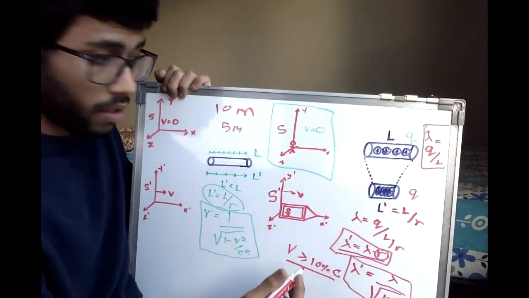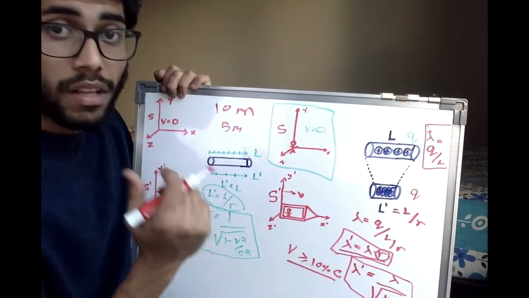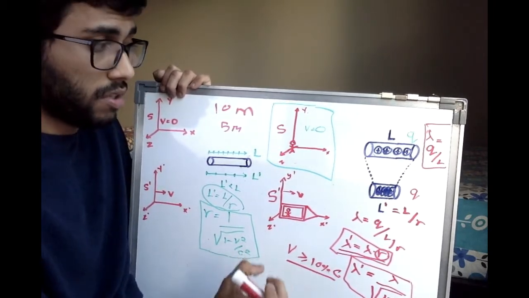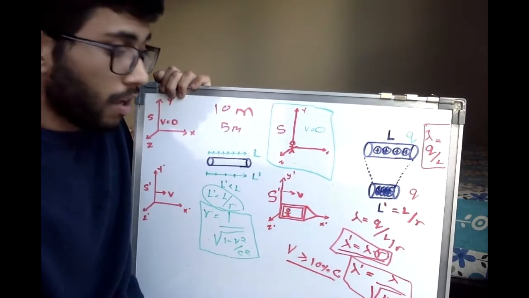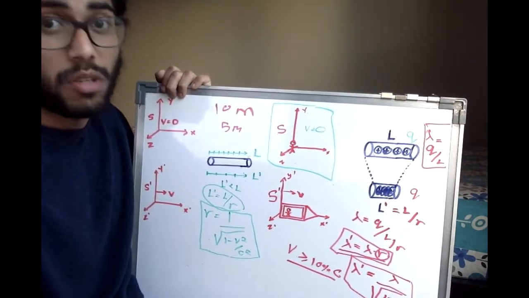So for any rod, we can increase the linear charge density, or the charges inside the rod per unit length, if we increase our velocity more, in more practical ways closer to the speed of light.